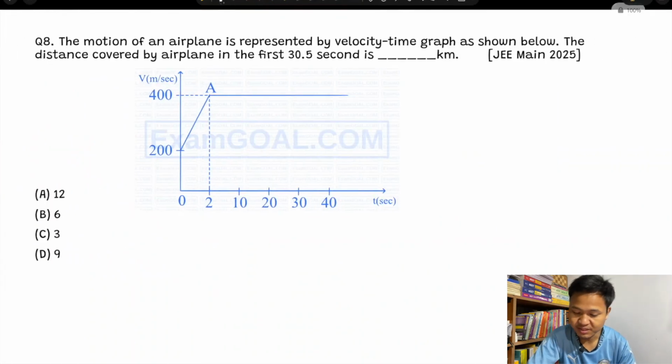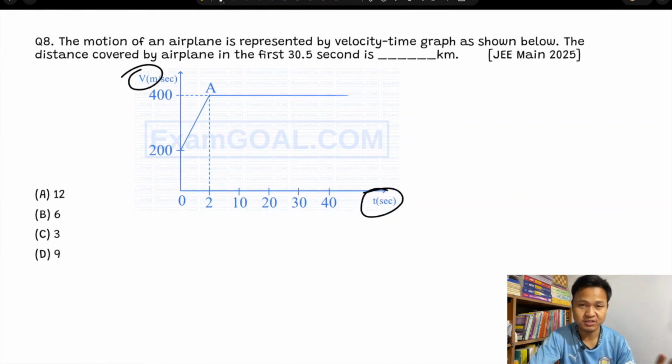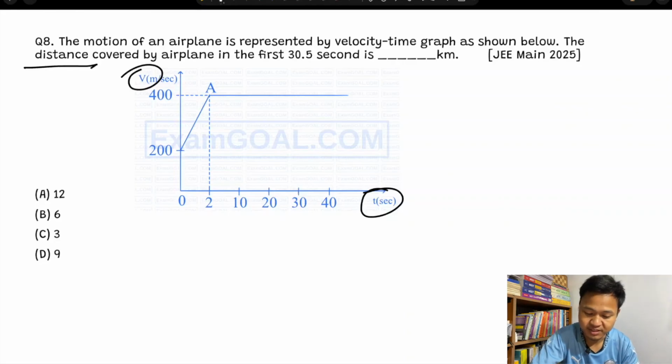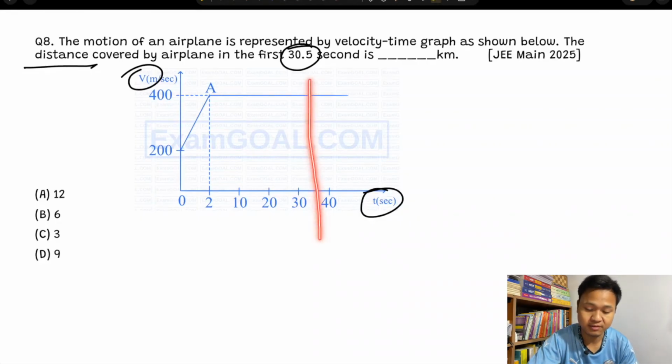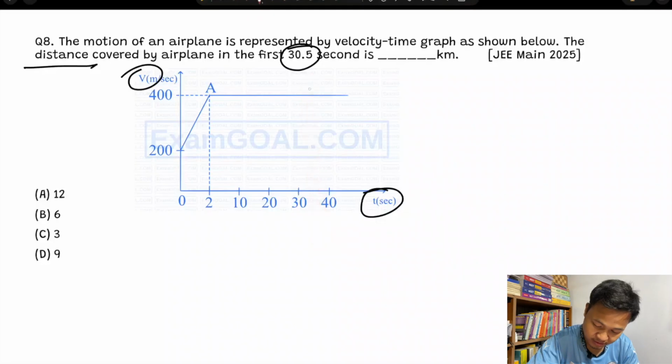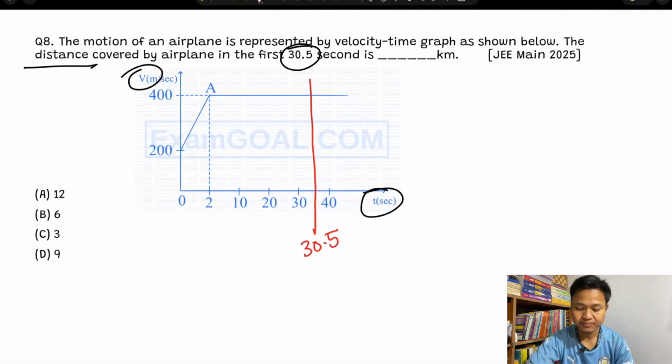Another question from JEE Mains. The motion of an airplane is represented by a v versus t graph, velocity time graph. The question is the distance covered by the airplane in the first 30.5 seconds. 30.5, so till here. Okay, so till here, 30.5. The distance is the area, so you have to simply find out the area.